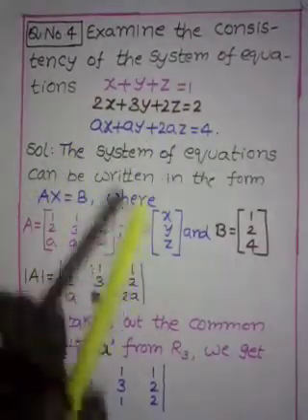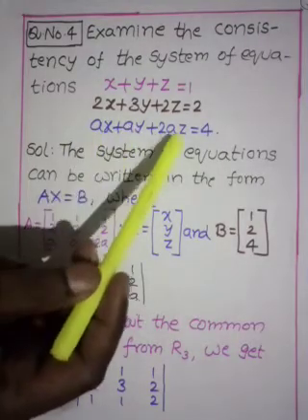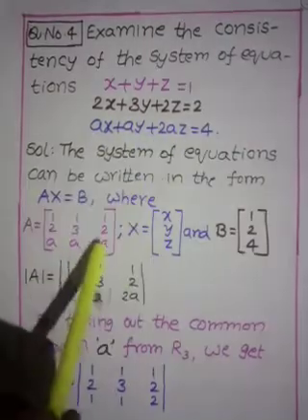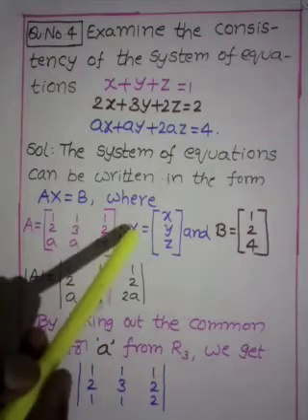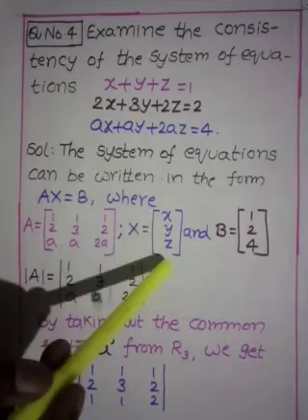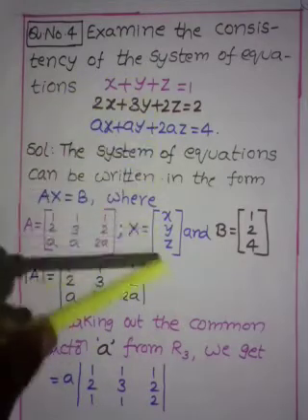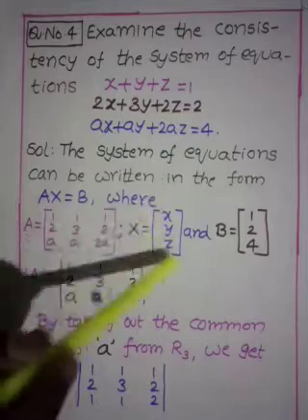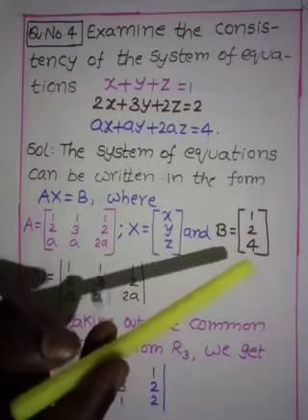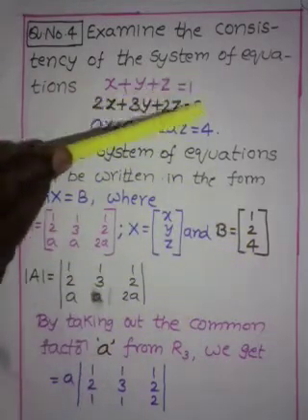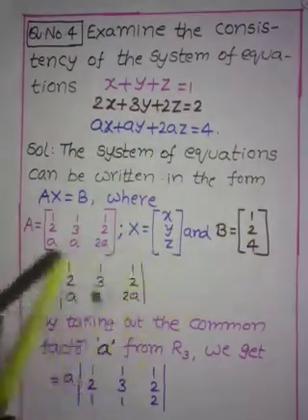So we wrote the coefficients of x, y, z in the second equation as the second row. Now come to the third row. From the third equation, we write the coefficients of x, y and z, a, a, 2a, as the third row. Understood, my children? Now come to X. X means the variable matrix. The variables in this system are x, y and z. And B means the constant matrix. The constants on the RHS are 1, 2, 4. Understood this step, my dear children? This is the first stage.